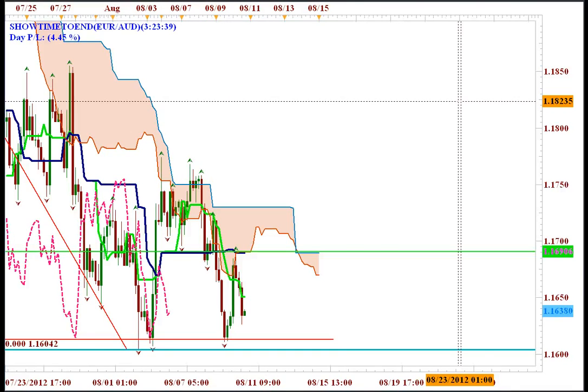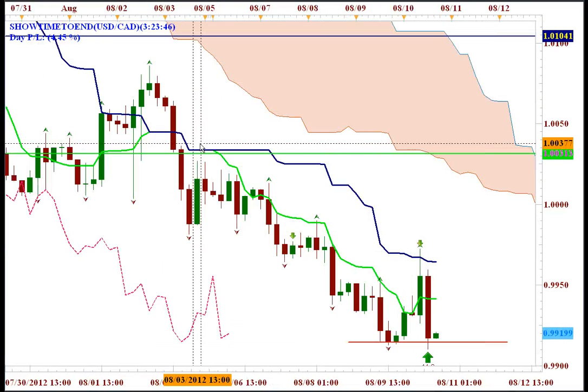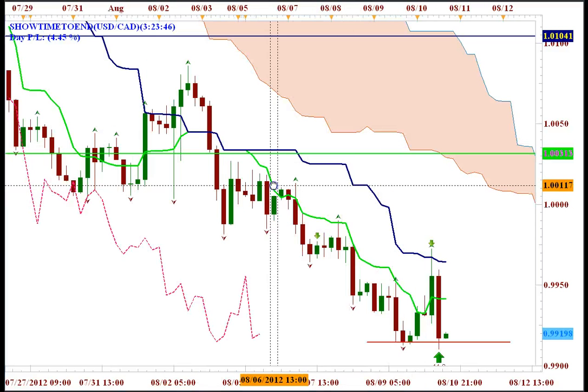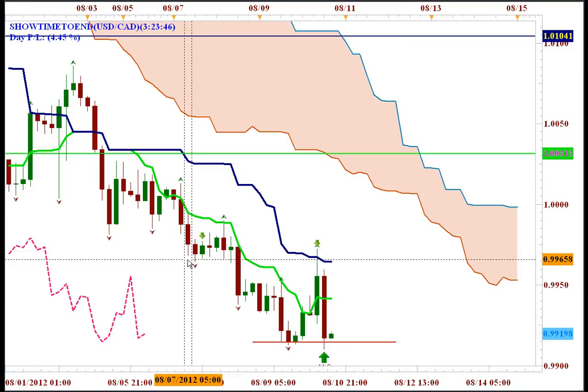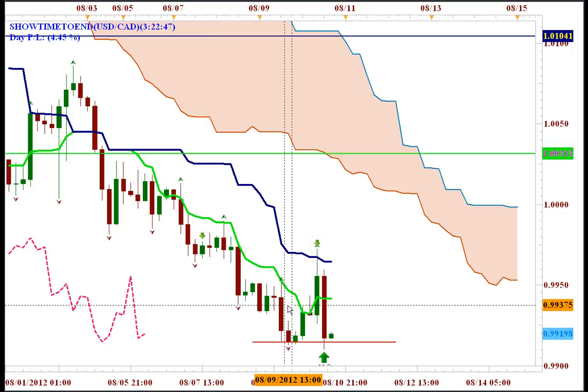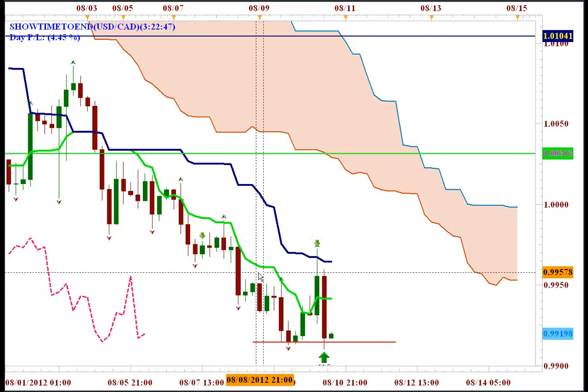Now we'll go to the US dollar CAD. This is a pair that I was in a trade on, and I'm going to show you what I did here. Okay, we already have a video up about this trade, but you can see I got in right here and I got out right here. Got out at the end of this here.